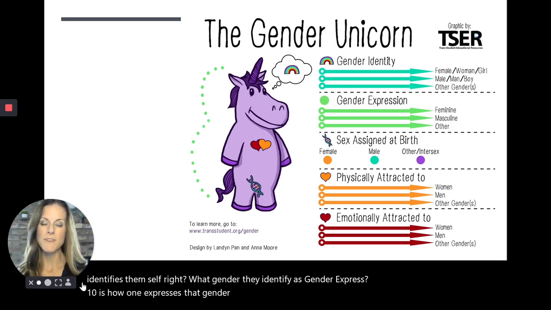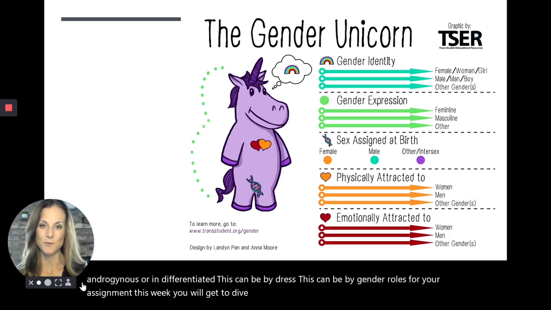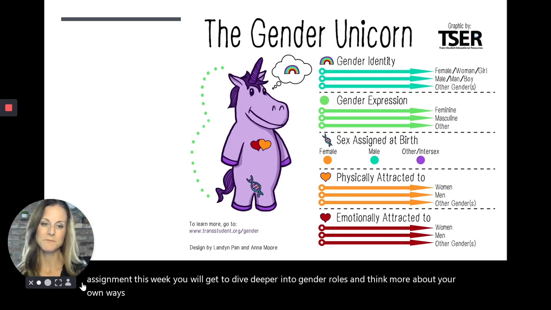Right? And either feminine or masculine or androgynous or indifferentiated. This can be by dress, this can be by gender roles. For your assignment this week, you will get to dive deeper into gender roles and think more about your own ways of gender role expression.